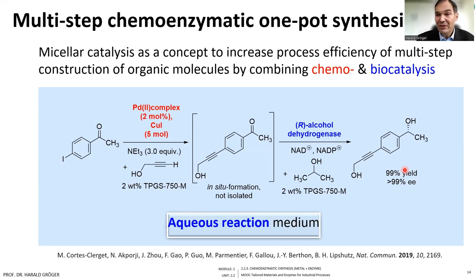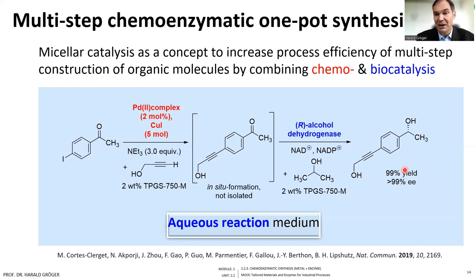So this example shows that using water as a very effective, non-toxic, and economically very favorable solvent enables us to combine, again, chemocatalysis, in this case palladium catalysis, with enzyme catalysis in a very efficient way, in spite of using hydrophobic substrates and hydrophobic components. And this certainly is the basis also for many other types of processes. I'm sure we will see in the future with increased process efficiency, which also then are giving a perspective for industrial application.